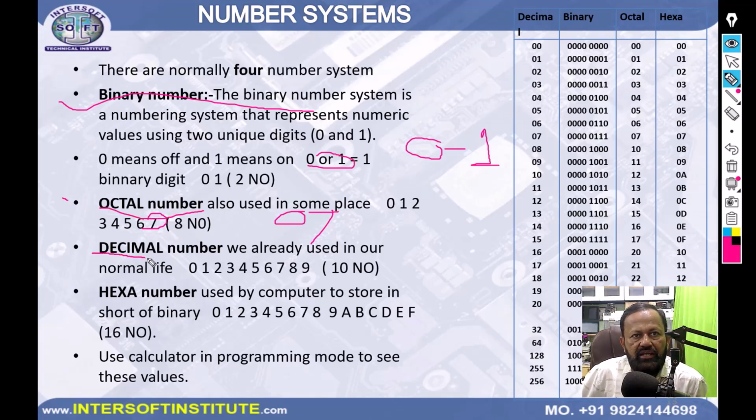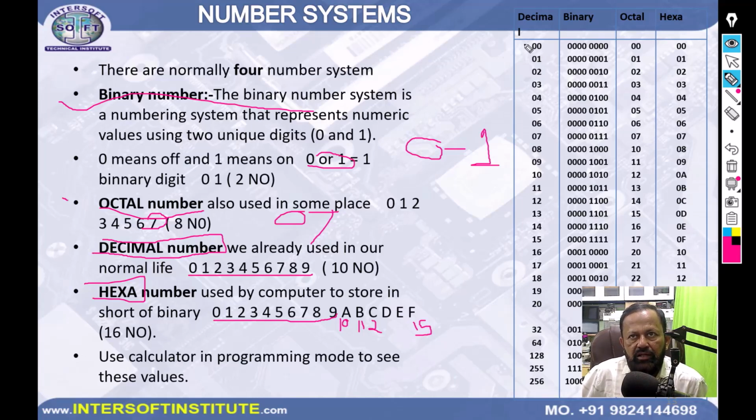Decimal is what we use in normal life, 0 to 9. Then one more is used in computer language, hexadecimal, that is 0 to 9, and 10 is represented by A, 11, 12 and 13 like that, up to 15, representing 16 values in total. So you can convert binary to octal, octal to decimal like this.